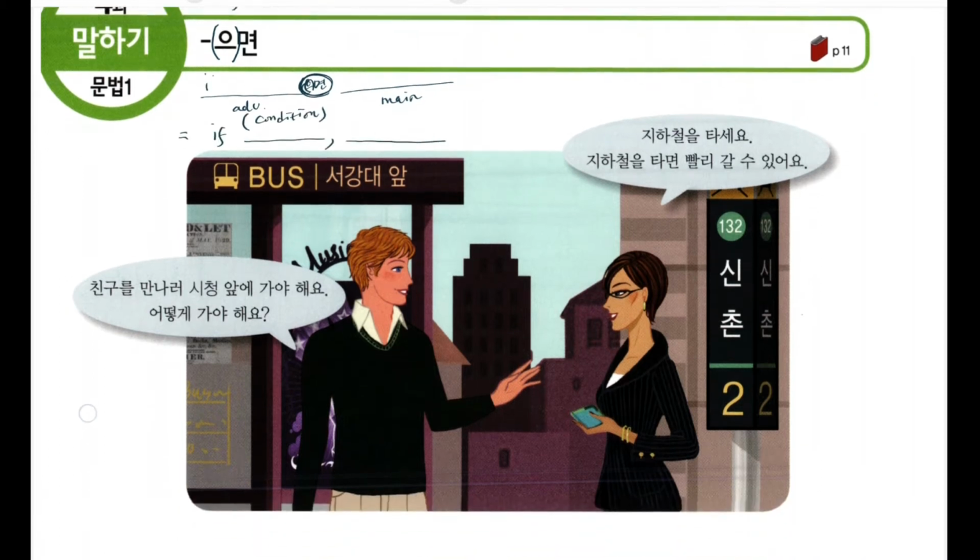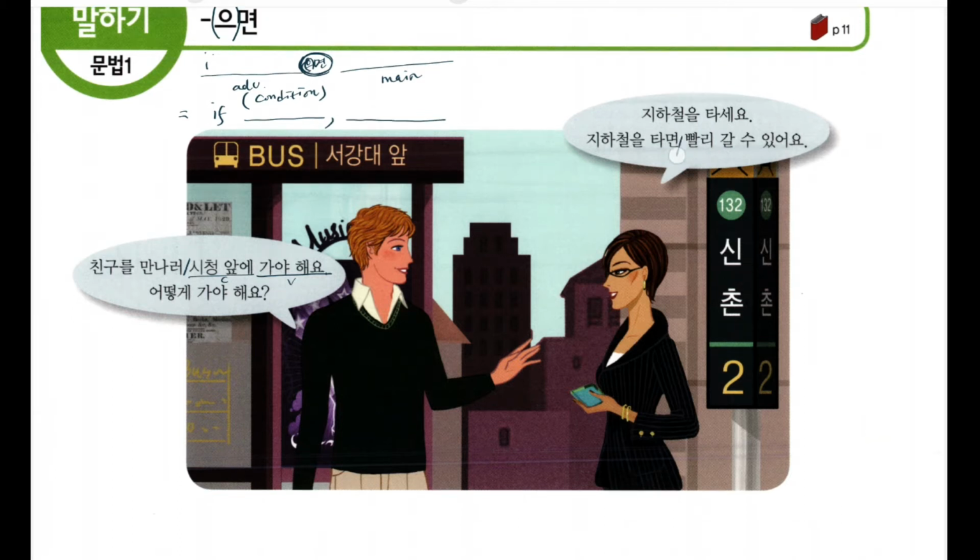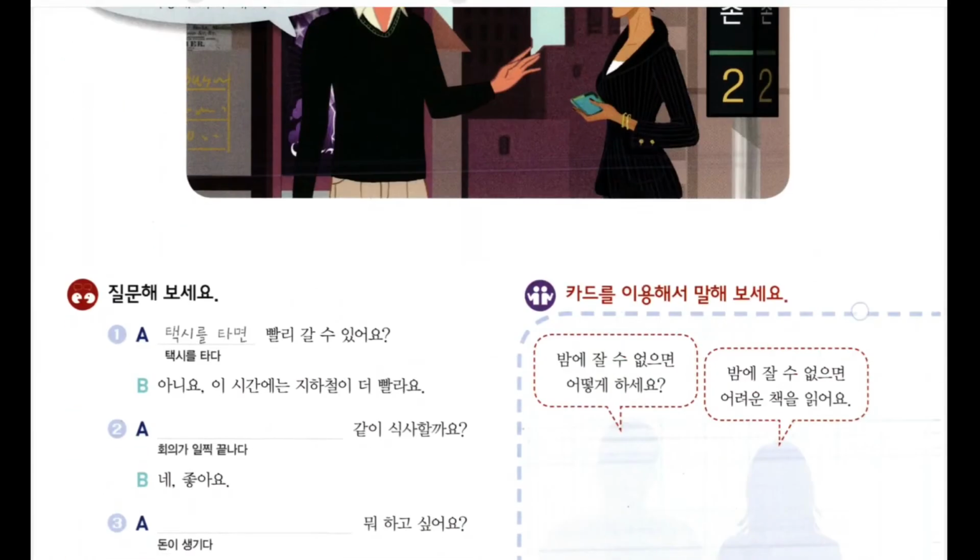자, 우리 그림 봅시다. Dialogue. 친구를 만나러 시청 앞에 가야 해요. In order to meet a friend, I have to go where? 시청 앞에. In front of the city hall. 어떻게 가야 해요? How should I go? 지하철을 타세요. Take the subway. 지하철을 타면 빨리 갈 수 있어요. Main clause is this one, isn't it? If you take the subway, you can go quickly. Done? 자, 우리 연습합시다.